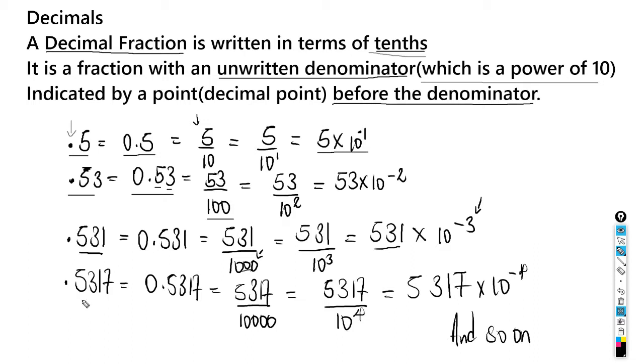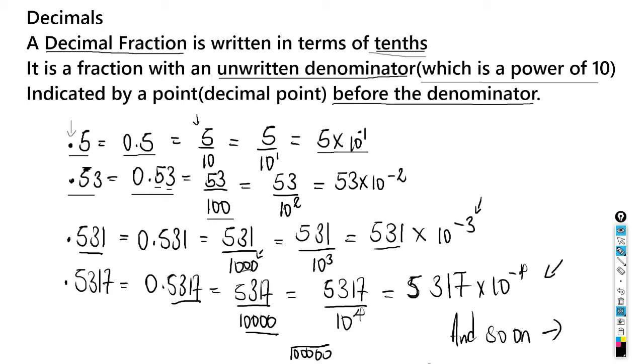Then the last one here is 0.5317. There are four decimal places here, so it's 10,000 with four zeros in the denominator. So it's 5317 divided by 10,000, which is the same thing as 5317 over 10 to the 4. And 5317 multiplied by 10 to the minus 4 is the same thing as 0.5317. And so on. This goes on; the next one would be 100,000 in the denominator, and so on.